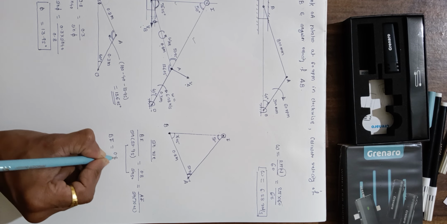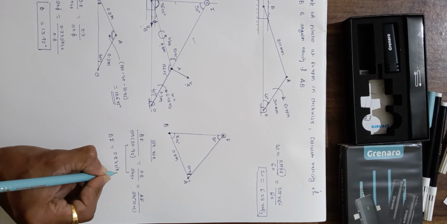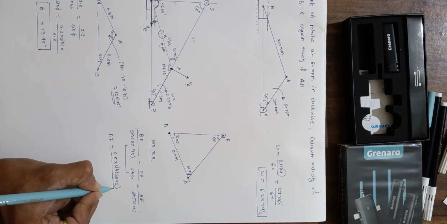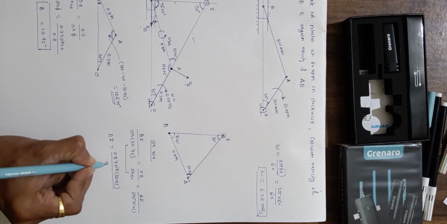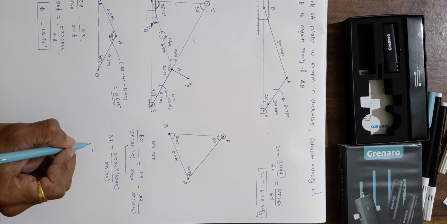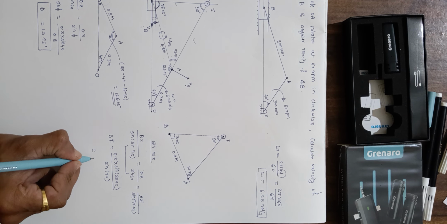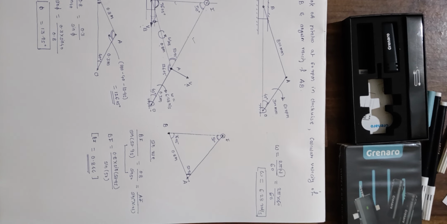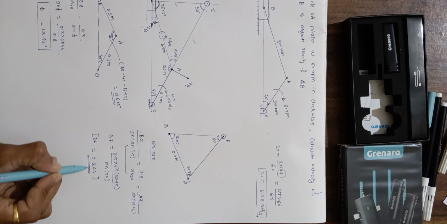So this is equal to 0.8 into sine 53.95 divided by sine 50. So from this we can find out the distance BI, that is equal to 0.844. So BI is 0.844 meter.